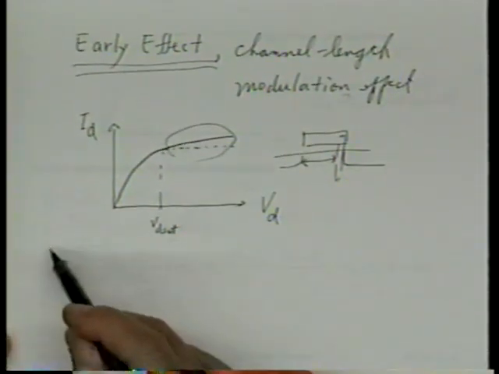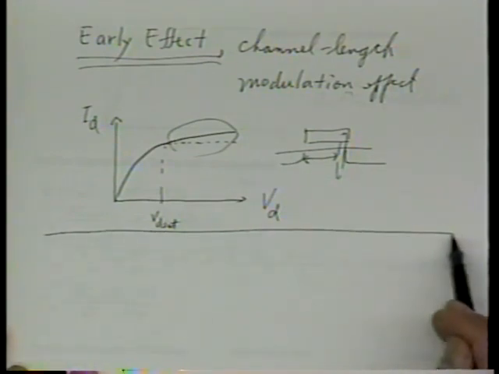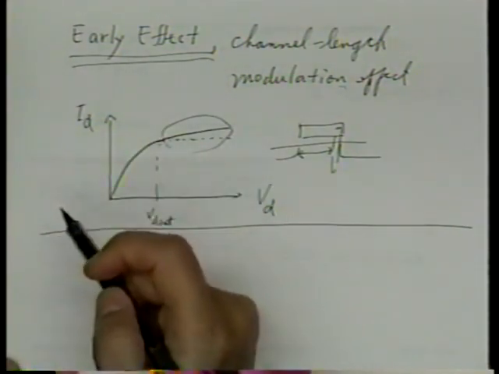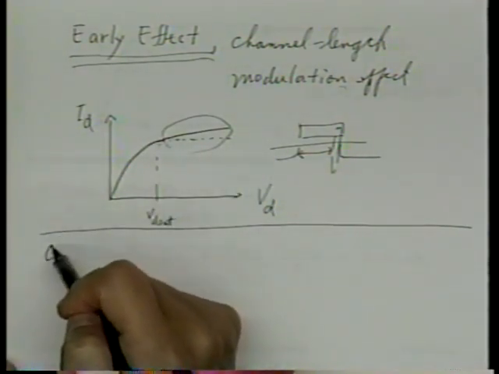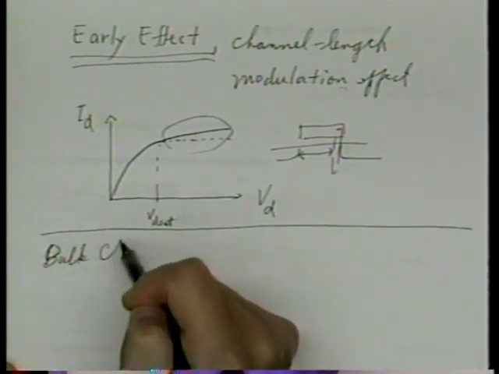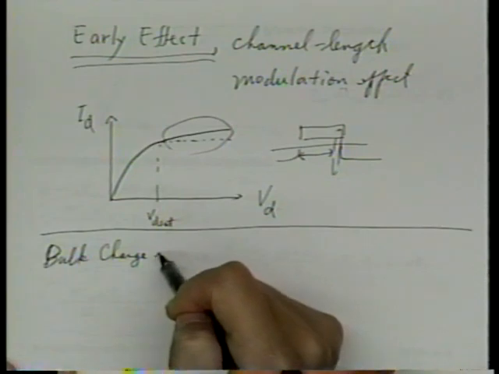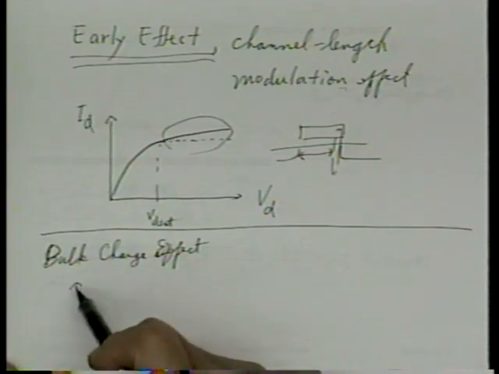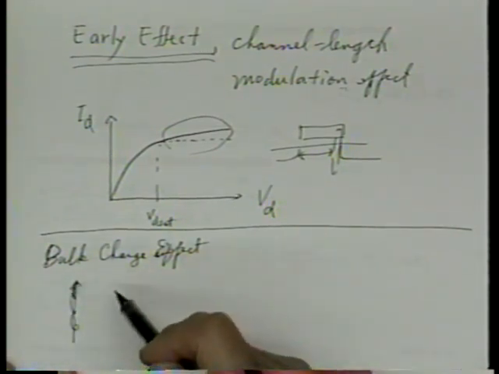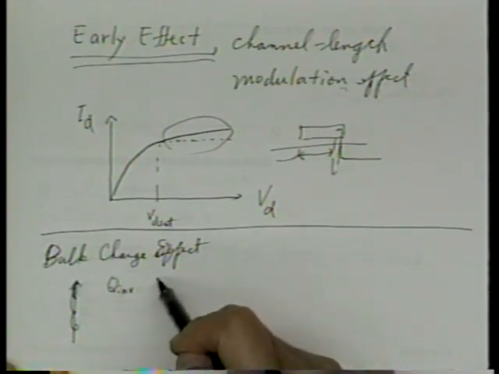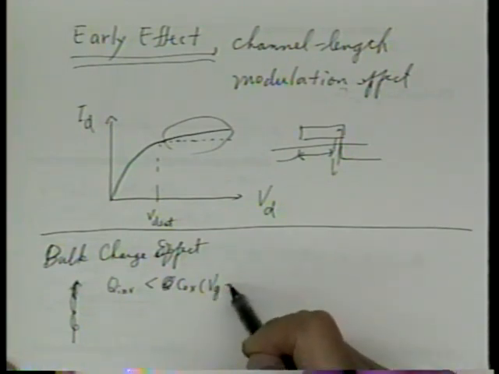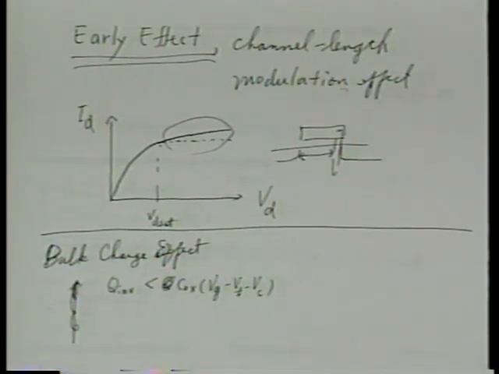Now, if that's clear, let's go back to this other name that you asked me to separate from the early effect. That's called bulk charge effect. Bulk charge effect describes some reason why the inversion charge is actually less than just Cox times Vg minus Vt minus V channel.